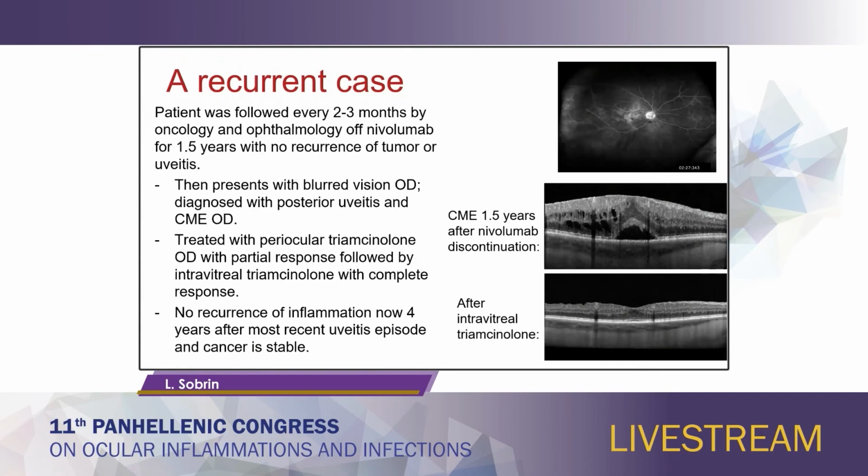And then we followed him every 2 to 3 months. We would be seeing him, and he had been off nivolumab for 1.5 years. His tumor was in control, and all his checkups had been fine. And then suddenly he presented with blurred vision in the right eye.